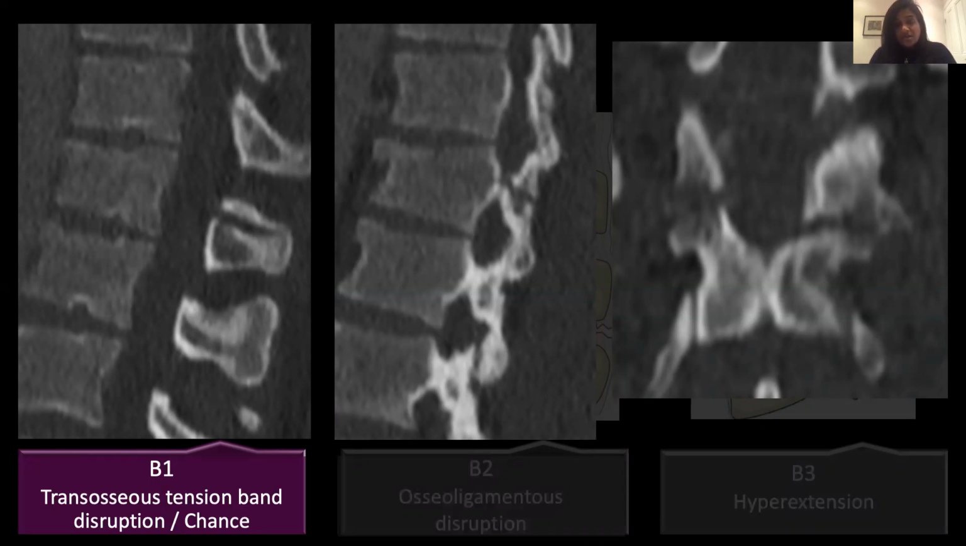So in the first type, we have the classic chance fracture, which is a pure transosseous tension band disruption. So these disrupt the pedicles and the spinous processes in a single vertebral level. So you get a physical separation between these fractured bony structures, and a distracted horizontal fracture through the vertebral body is often, but not necessarily always, present.